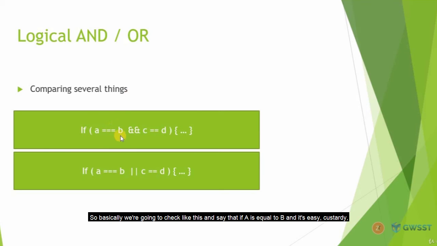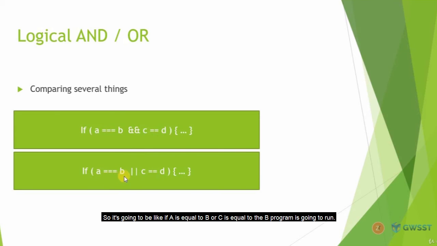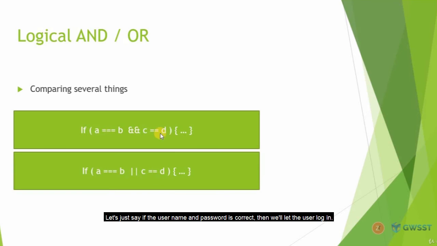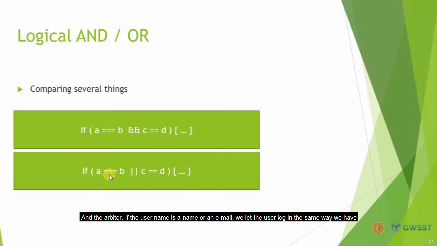We'll say that if a is equal to b and c is equal to d, then we are going to write something. So what happens here is we are comparing both the options together. Let's just say if I want to skip one and I want to check only whether one of them is true, then I'm going to use the OR operator. So it's going to be like if a is equal to b or c is equal to d, the program is going to run. Let me give an example. Let's just say if the username and password are correct, then we'll let the user log in. In the OR case, if the username is a name or an email, we will let the user log in.